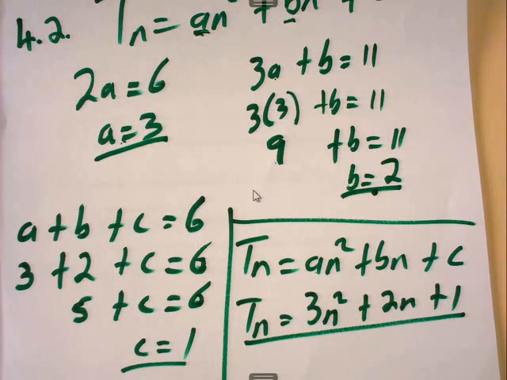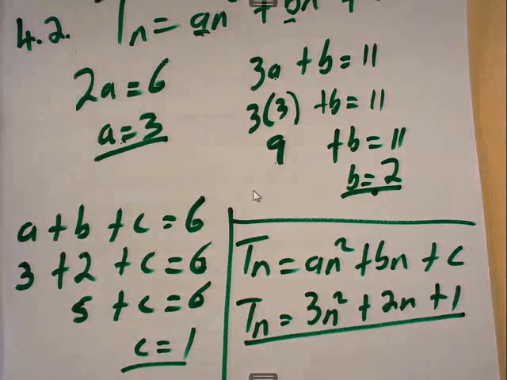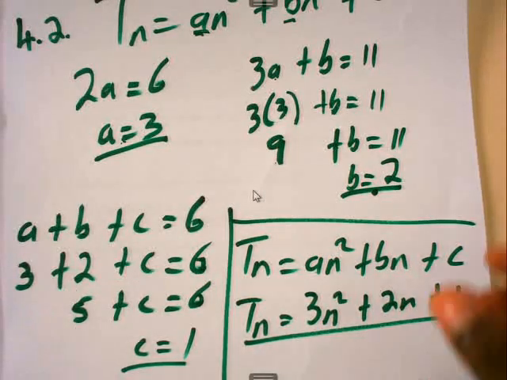I hope you're happy with the solution and you have written it down. The nth term, Tn, is 3n squared plus 2n plus 1. Fine. Let's carry on and answer the third question.